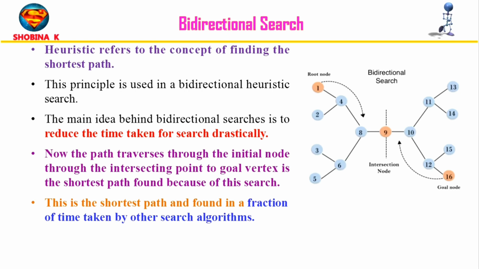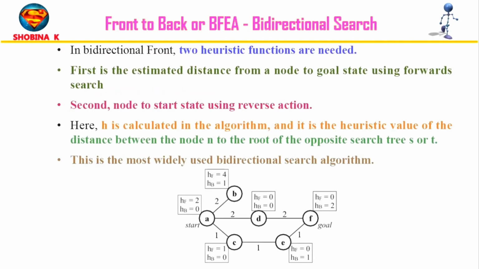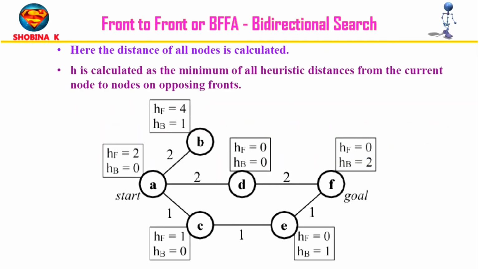The bidirectional search is categorized into two types, which are front to back and front to front. In this search, two heuristic functions are needed. First is the estimated distance from the node to the goal state using forward search, and the second is the node to the start state using reverse action. Here h is calculated in this algorithm. It is a heuristic value which is the distance between the node n to the root of the opposite search tree S or T. In front to front, the distance of all nodes is calculated, and h is calculated as the minimum of all heuristic distances from the current node to the nodes on the opposing fronts.